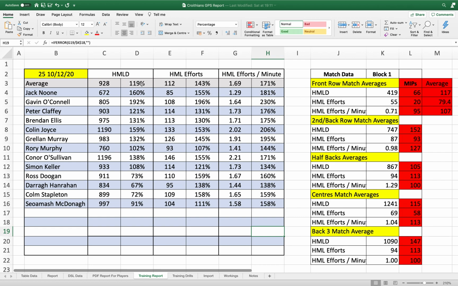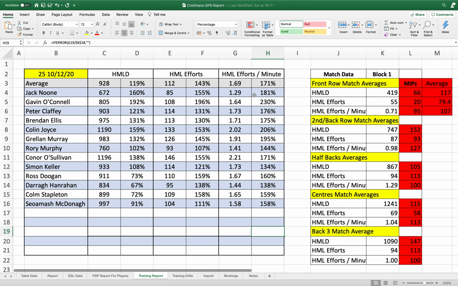On average, a training session was 119% load of a game. HML effort, so number of sprints, accelerations, decelerations, was 143% on average for a game. So this was after coming out of the second lockdown, so kind of a second mini preseason. So that's why the load is so high, and the intensity was huge, 171%.